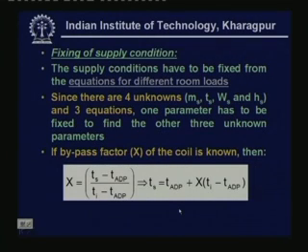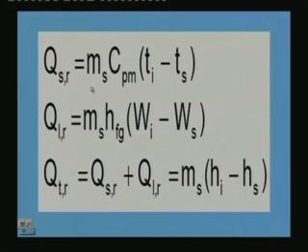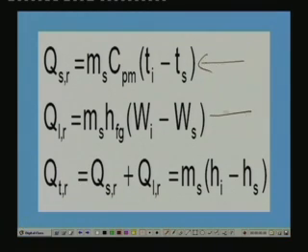Now, we have to fix the supply conditions. How do we fix the supply condition? The supply conditions have to be fixed from the equations for different room loads. What are those equations? We have three equations: one for sensible heat transfer, one for latent heat transfer, and one for total heat transfer. If you look at these equations, we know Ti, we know Wi, we know Hi, because these are fixed based on your inside condition space requirements, for example, based on comfort criteria.